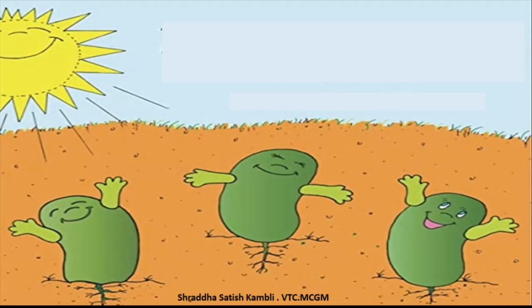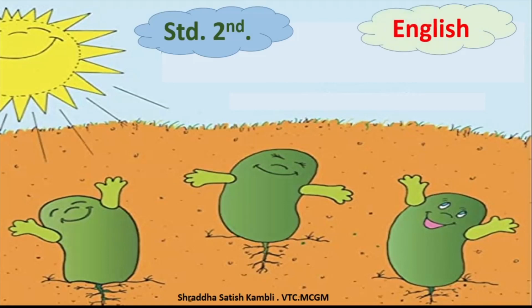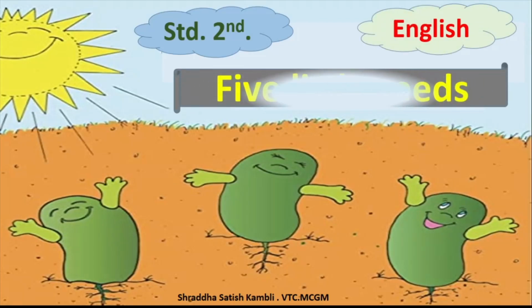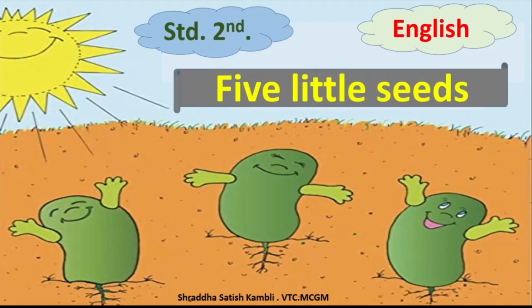The lesson that we are going to learn today is a lesson in standard second and subject, like I just told you, is English. And now what is the name of the lesson, children? The name of the lesson is Five Little Seeds. It is a beautiful poem from your English textbook. Here you can see 3 seeds only, but actually in this poem we have 5 little seeds.